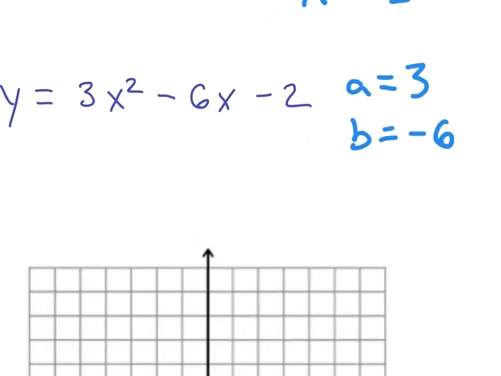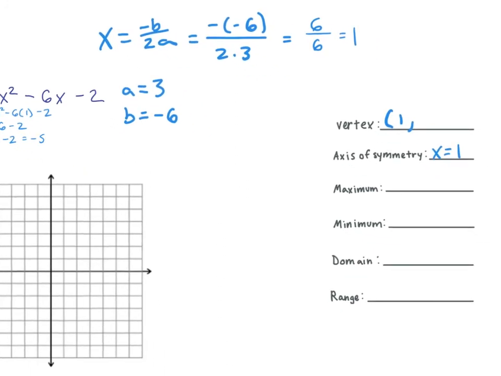How do we find the second number? Plug it in. So we have 3 times 1 squared minus 6 times 1 minus 2. What's 1 squared? 1. And what's 1 times 3? 3. What's 6 times 1? 6. So 3 minus 6 minus 2. What's 3 minus 6? Negative 3. And what's negative 3 minus 2? Negative 5. So our second number in our vertex is negative 5.